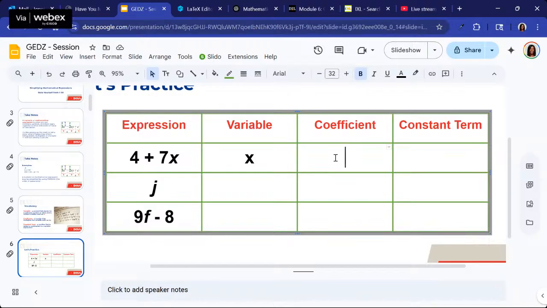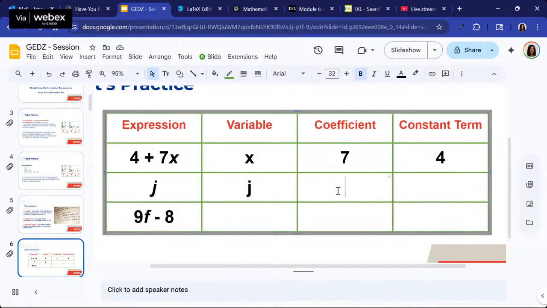Coefficient is 7. What is the constant term? Let's not confuse coefficient with the constant term. Very good. 4 is the constant term. So again, 7 is the coefficient because it's the one attached to the variable. And 4 is going to be the constant term. We're adding 4. Number 2, what is the variable? Our variable is j. What is the coefficient?